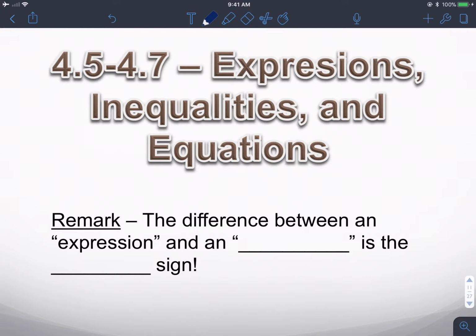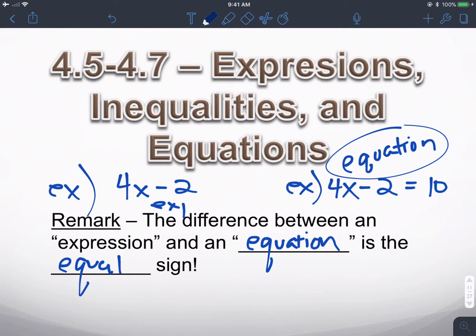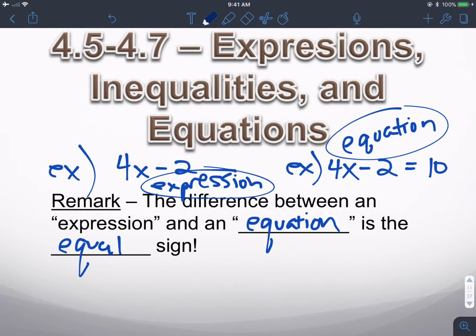Now, the difference between an expression and an equation is the equal sign. I'm just making that problem up. 4x minus 2 equals 10 is an equation. 4x minus 2 is an expression. That's all. You can solve for x in the equation, but you cannot solve for x in the expression. All right, don't worry about that just yet. We haven't gotten to the equation part.